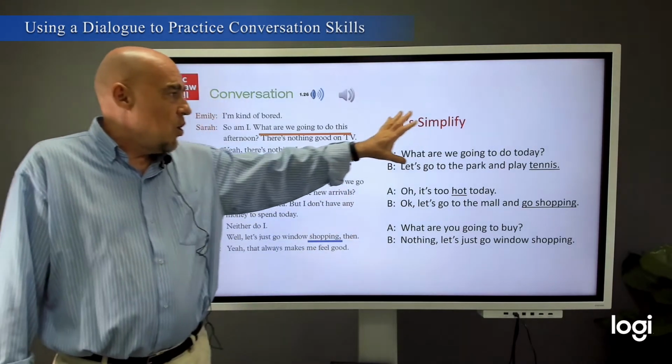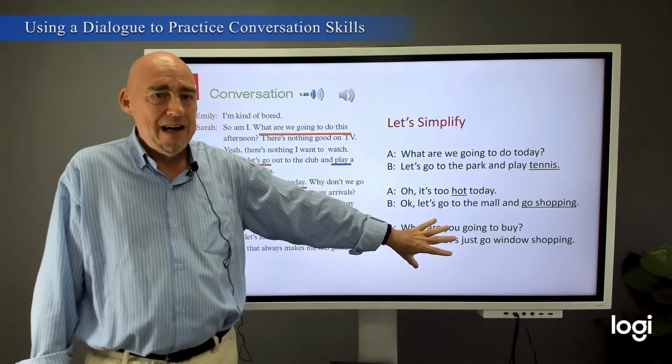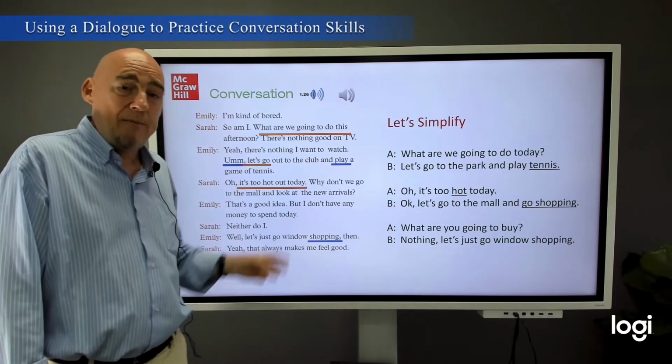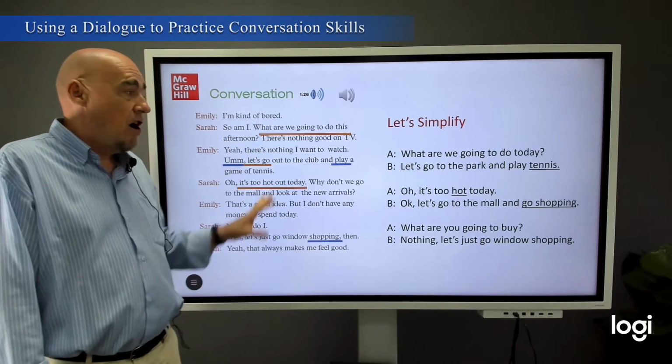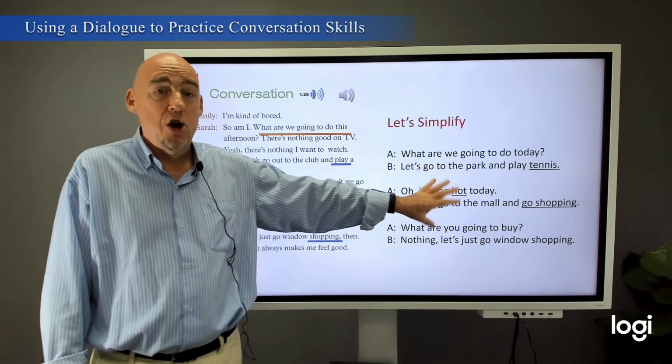So this is the core that I'm going to use for my conversation practice. Again, I can use all of this for reading, reading aloud, looking at grammar. I can use this dialogue for all of that, but for my conversation itself, I'm going to simplify and go here.